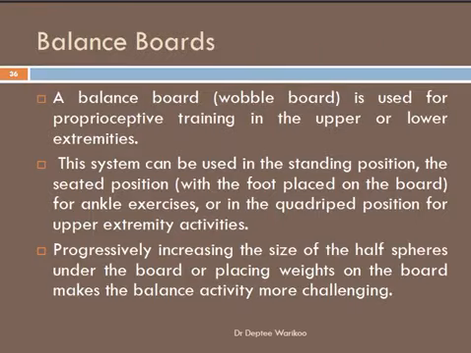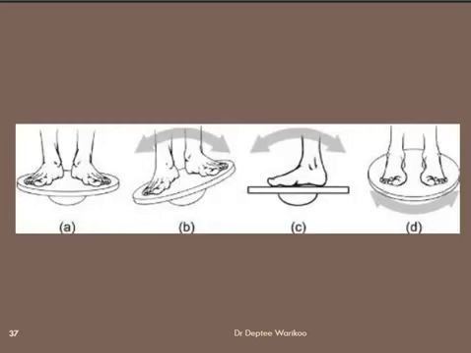Then there are balance boards, or you could call them wobble boards. These are used for proprioceptive training in the upper or lower extremities. This system can be used in standing position, or seated position for ankle exercises or for quadriceps positioning and strengthening. Progressively increasing the size of half spheres under the board or placing weights on the board makes the balance activity more challenging. So, this is the progression of the balance boards.